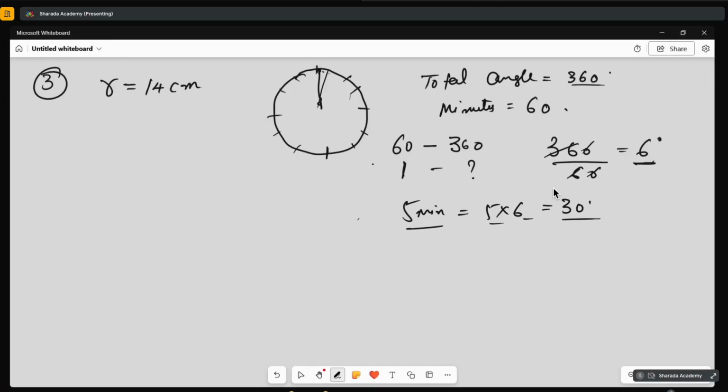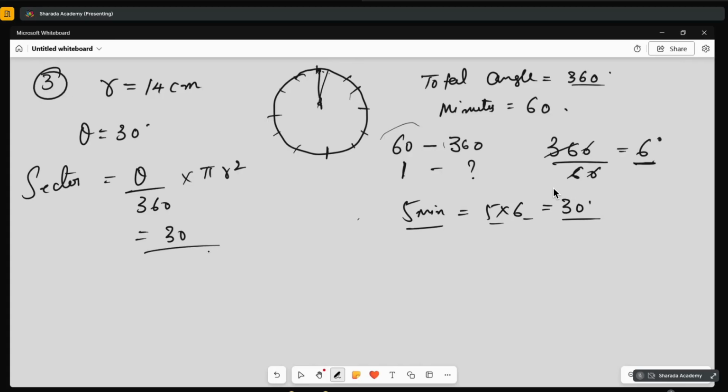For 60 minutes, it has to revolve 360 degrees. For 1 minute, how much will it move? That is always the same, 6 degrees. So for 5 minutes, theta is 30 degrees. Okay, so what is the sector area now? Theta by 360 into pi r square. So theta is 30 by 360 into pi, which is 22 by 7, radius 14 into 14. Calculate and tell me how much I will get.